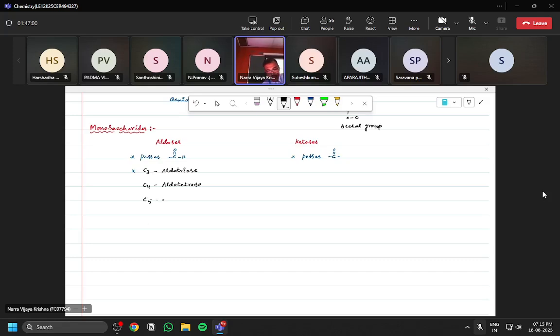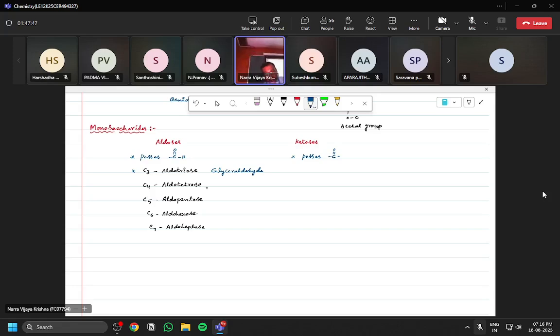C5, aldopentose. C6, aldohexose. In this chapter, we majorly concentrate on aldohexoses and ketohexoses. If it is C7, aldoheptose. Example of aldotriose: glyceraldehyde. If this glyceraldehyde has the OH group on the last chiral carbon towards the right side, D form. If it is on the left side, L form.